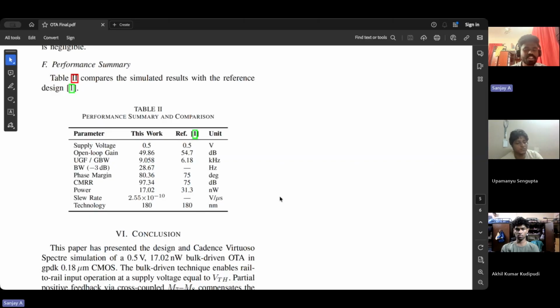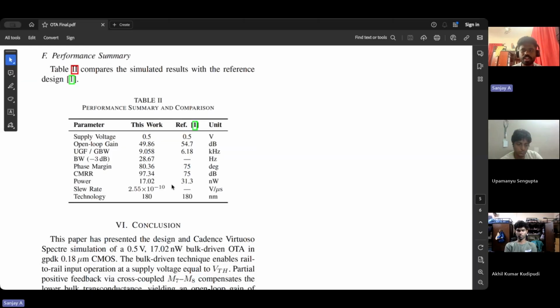Power is 17.02 nanowatt. The hand calculation is simple. We supply I set into the two branches. That is 0.5 times 15 times 2, which is approximately 15 nanowatts. We got 17.02 nanowatts. The extra 2 nanowatts is the bias network overhead from the MB transistor, which is an NMOS transistor that we have used. So this is lower than the reference 31.3 nanowatt, again because we use simpler single transistor devices that have lower overhead. The price is 5 dB less gain.